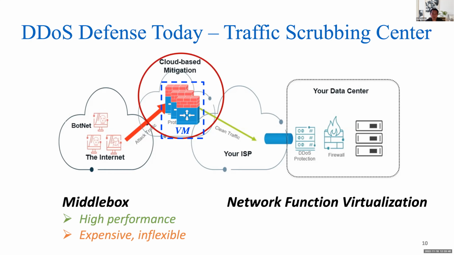Another idea is to build DDoS defense using NFV, network function virtualization. That means we can build virtualized functions and put them in virtual machines. NFV can achieve flexibility and also elasticity, because we can easily establish a new instance of NFV functions. But the problem is that NFV is based on software, so the performance is very low. So we can see that the middlebox solution and the NFV solution each have benefits, but also limitations.